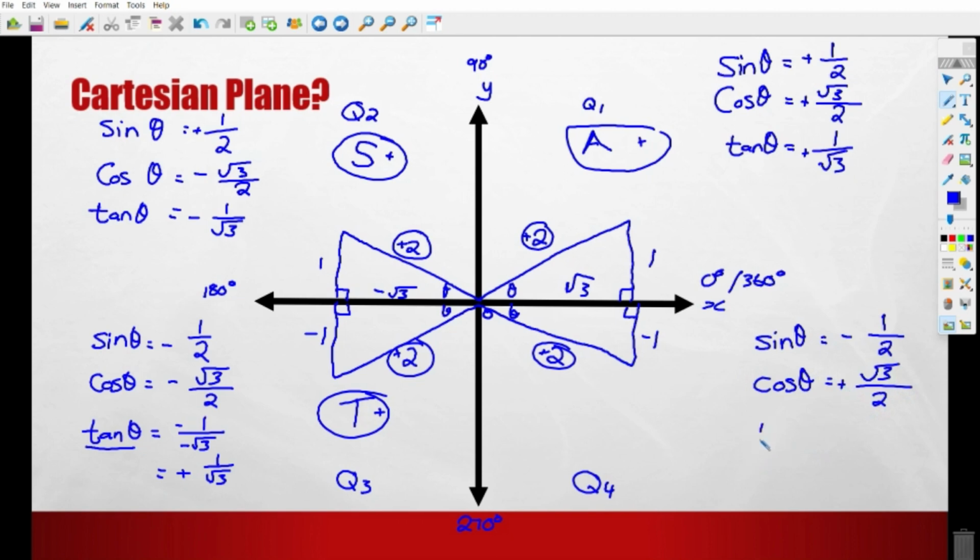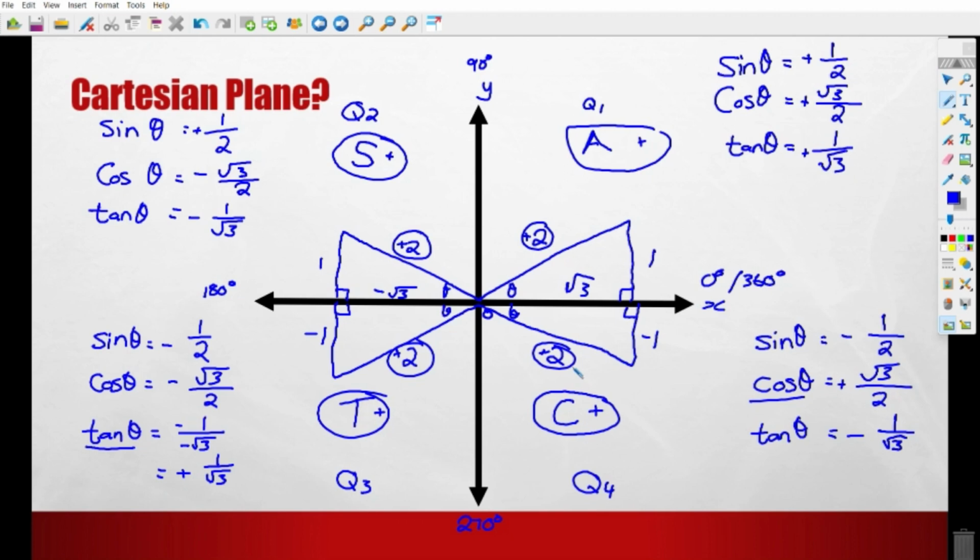Right, let's see what happens with tan. So we've got tan of theta, which is my opposite over adjacent, which is -1 over the square root of 3. So we can see that cos is the only one that is positive there. So basically what we've done is now we have proven where my different ratios are positive, and where they are negative.